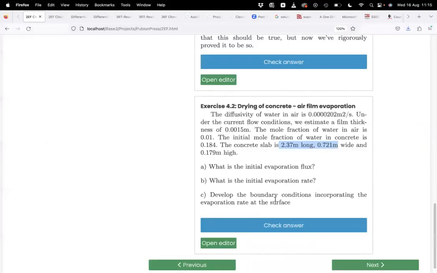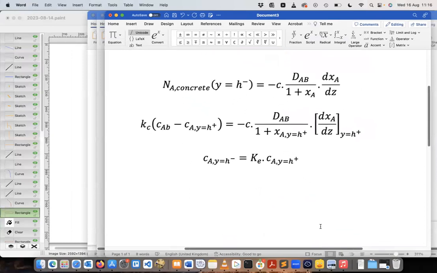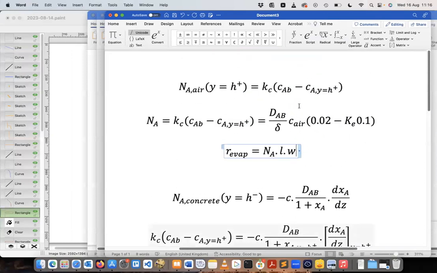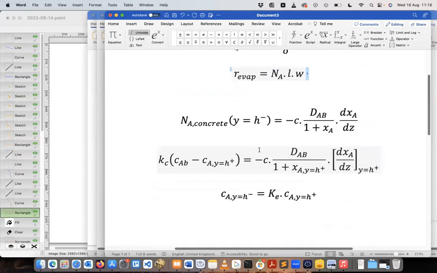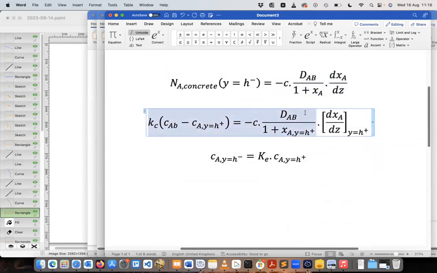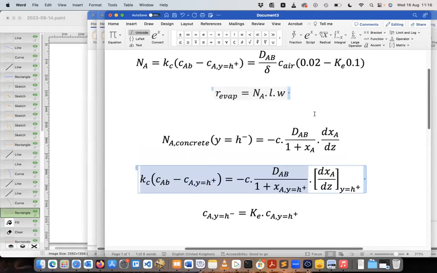the next question asks, develop the boundary conditions incorporating the evaporation rate at the surface. Well, we've already done that. We said here, if this is our evaporation rate, then this applies in the air above the slab, and then we said that flux must equal the flux in the concrete, and the flux in the concrete is this. So our boundary condition now looks like this. Okay. So there's a question in the chat: how do we get 0.02?